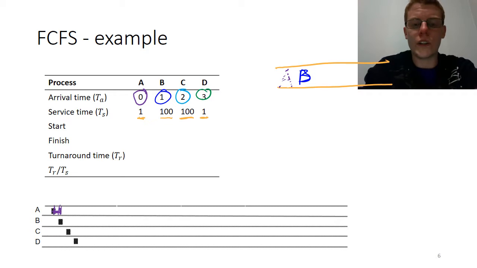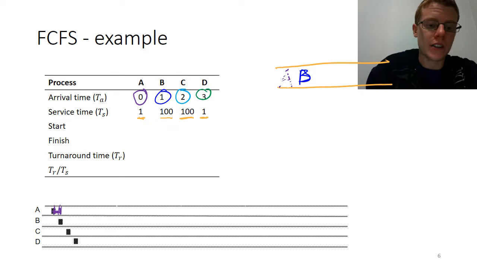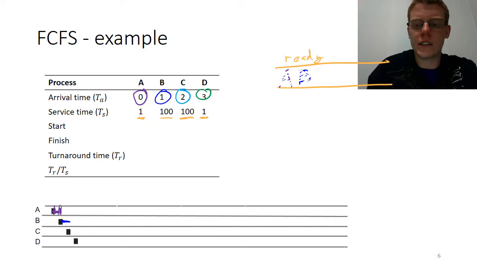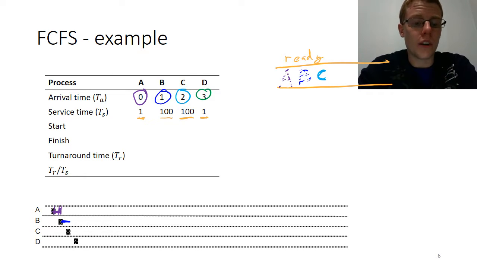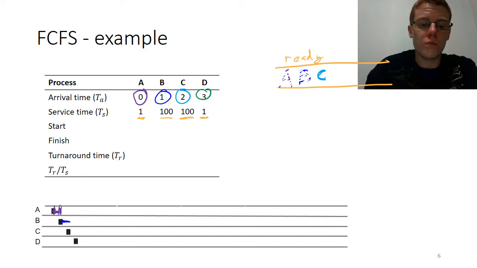Nice and simple. But now we are at time step 1, and so process B enters the system. Again, we don't have any more processes to enter the system, so we start executing process B, and nothing else happens until time step 2, when process C enters the system. So process B is out of the ready queue because we're actually running it, and process C now enters the system. However, we know that first come first serve is non-preemptive, and because B is not IO blocking, we continue running process B, and process C just sits idle in the ready queue.